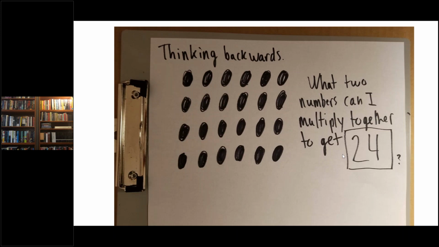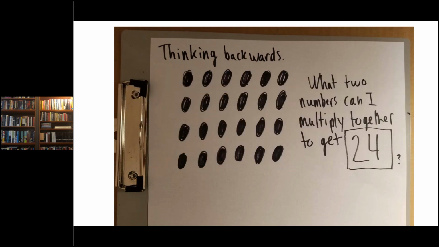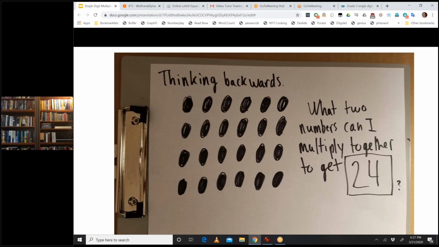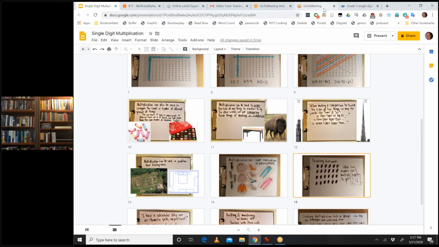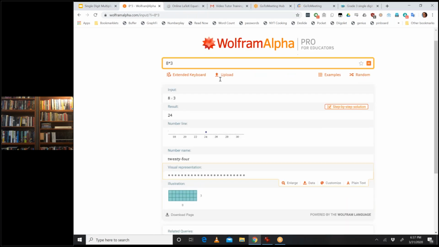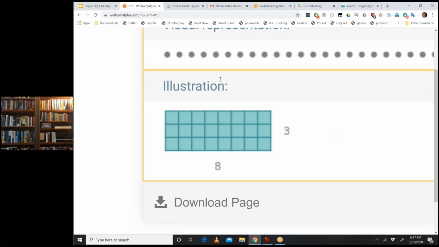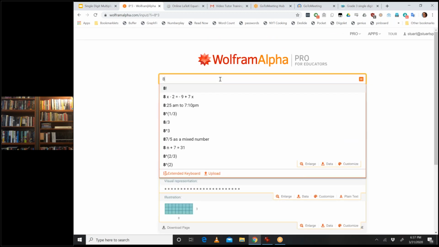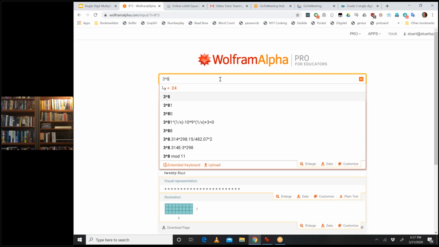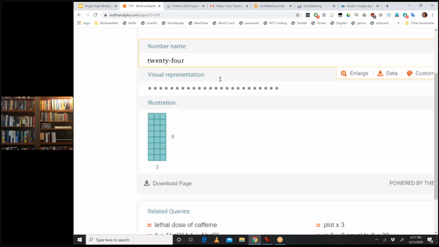I don't know if anyone paused the video there, but let's look at some other ways of multiplying 2 numbers to get 24. So we can do 8 times 3 is 24. And remember, I hope that means that 3 times 8 is also 24.